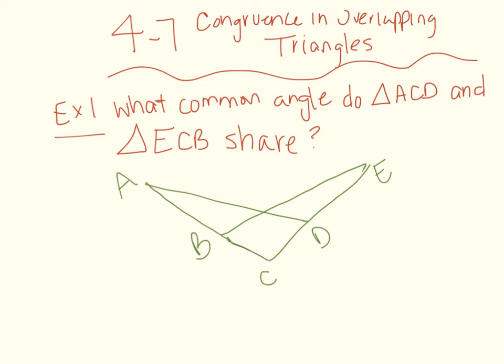First example is a picture of two triangles that are overlapping. And the question says, what common angle do triangle ACD and triangle ECB share? What can be helpful is if you figure out what parts they have in common, for example, what two segments are shared by the two triangles. If you look on here, BC and CD are shared by both triangles.